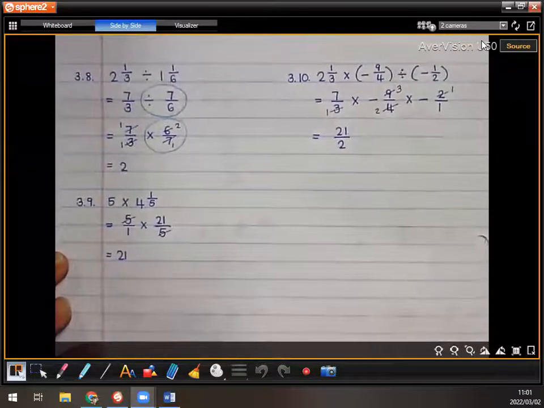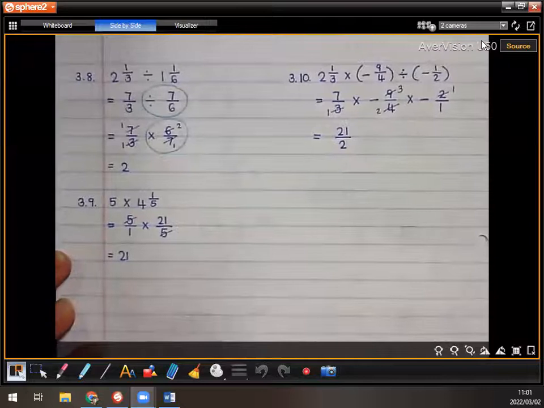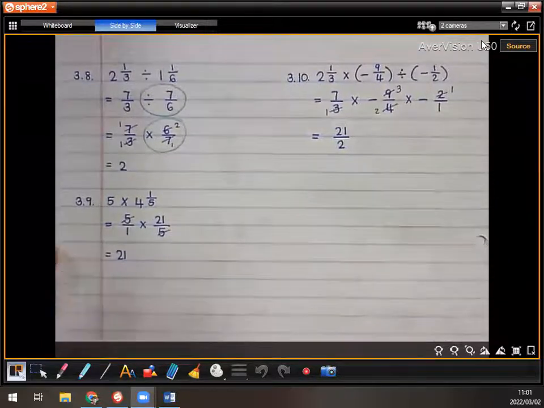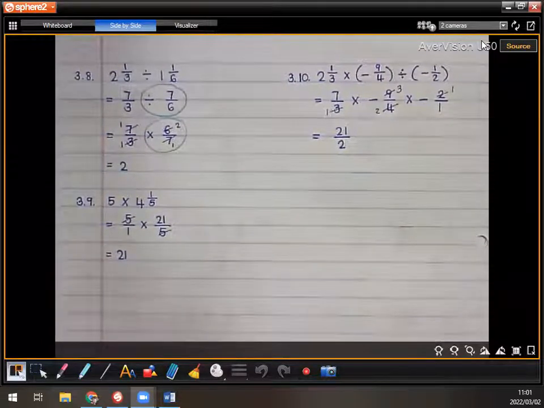Okay, so you have to first change your mixed numbers to improper fractions. Guys, for all of these questions, sorry that I didn't do examples like that in class. Whenever you're working with fractions, adding or subtracting or multiplying or dividing, and they're giving you a mixed number, first change it to an improper fraction.